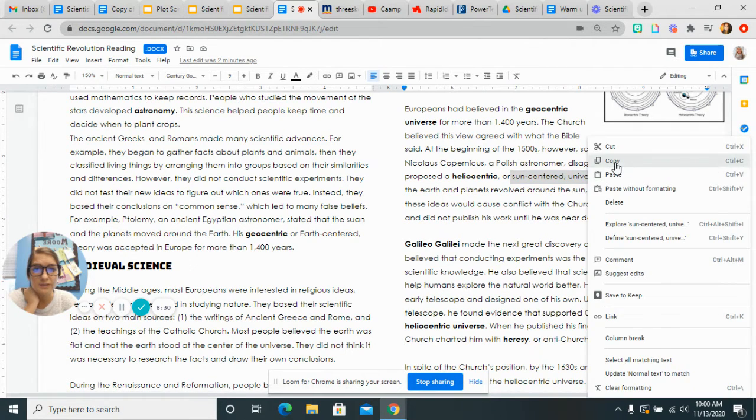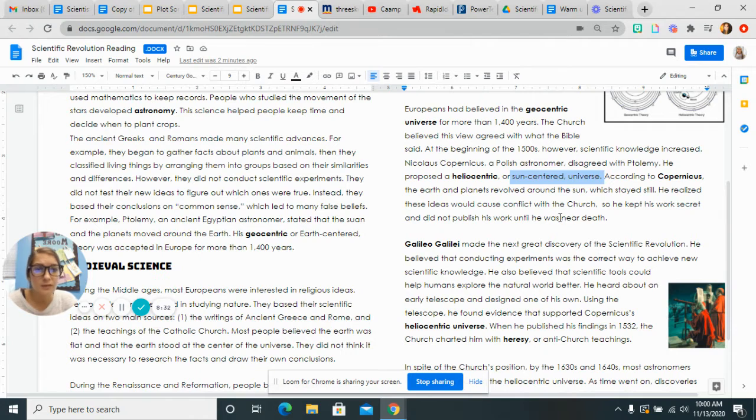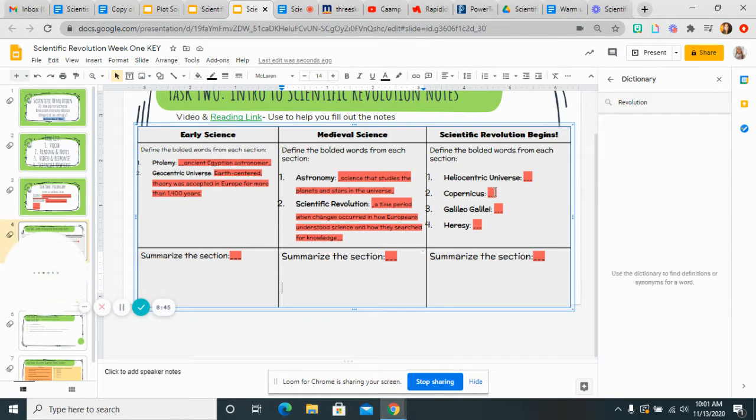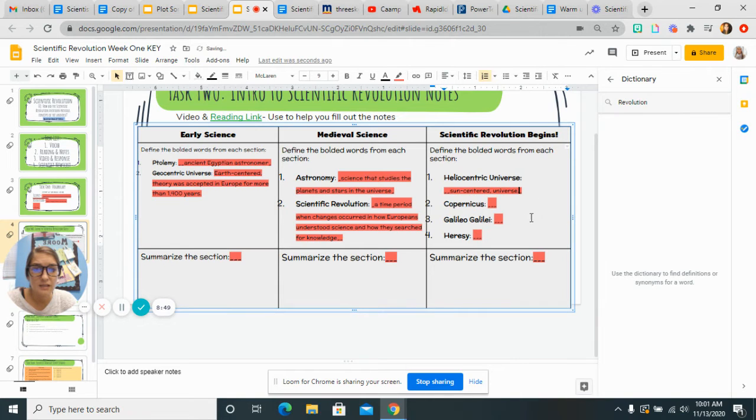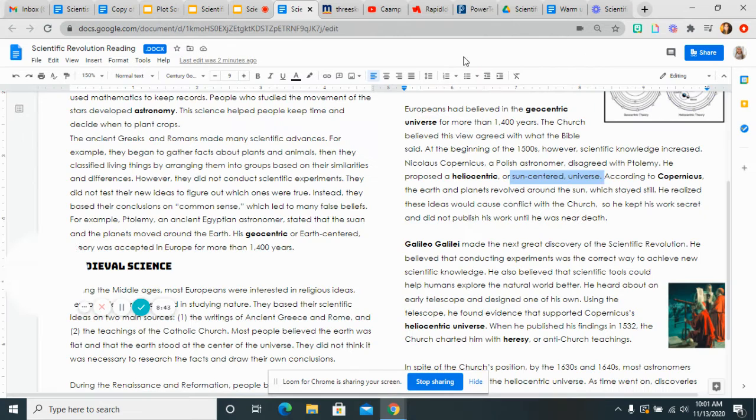According to Copernicus, the Earth and planets revolved around the sun, which stayed still. He realized these ideas could cause conflict with the church, so he kept his work secret and did not publish his work until he was near death. So let's go Copernicus. The heliocentric universe is the sun-centered universe. Copernicus was a Polish astronomer who came up with that idea.